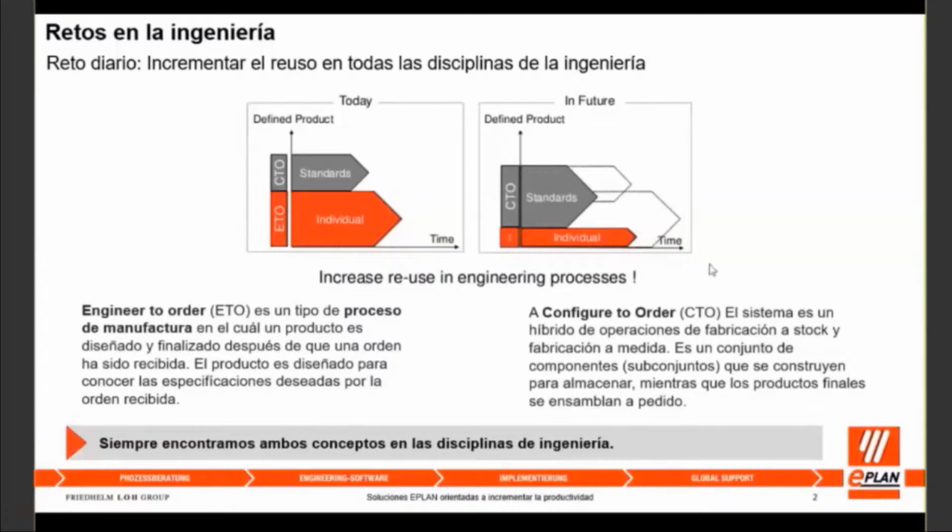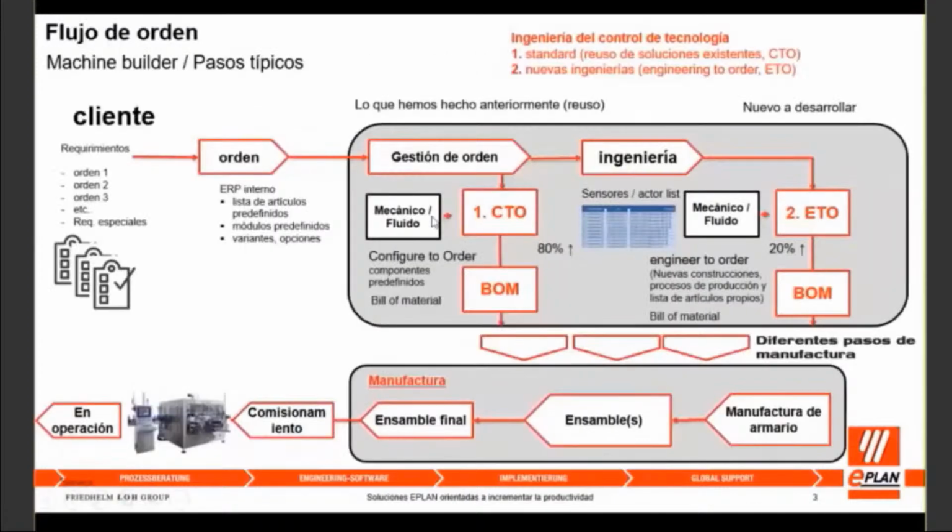Una vez teniendo esta información, identificando cuáles son los objetivos desde el punto de vista de ingeniería, podemos definir cuál es el flujo de la orden, que básicamente es muy típico desde el punto de vista del ciclo de vida de un proyecto. ¿Qué es lo que hacemos como primer paso? Obviamente el cliente nos hace los requerimientos, con los cuales nos generan ciertas órdenes.